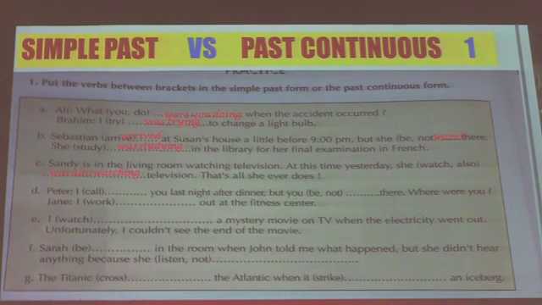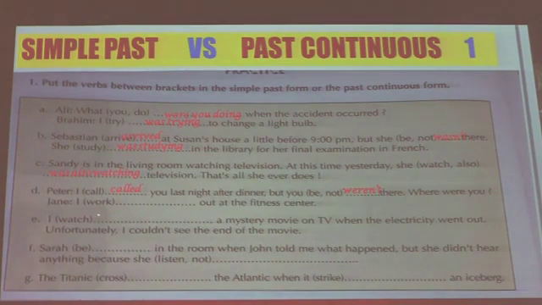Then Peter, and here pay attention to last night, okay? It's the simple past. Peter: I called you last night after dinner, but you weren't there. The verb to be is never put in the progressive form. Where were you? Is the answer. Jane: I was working out.